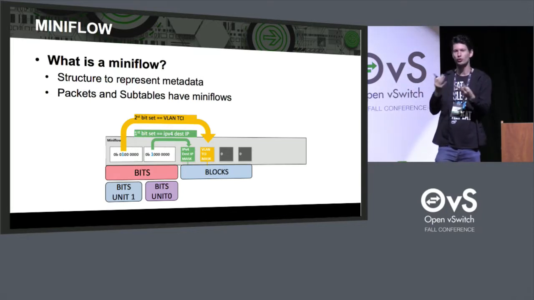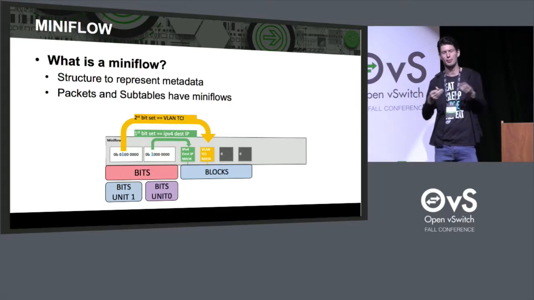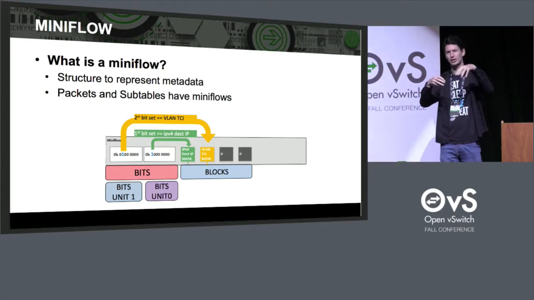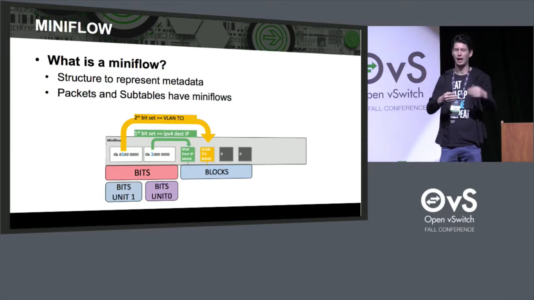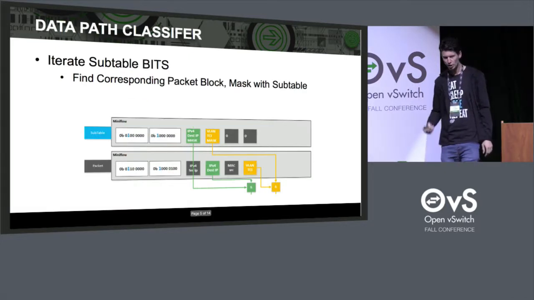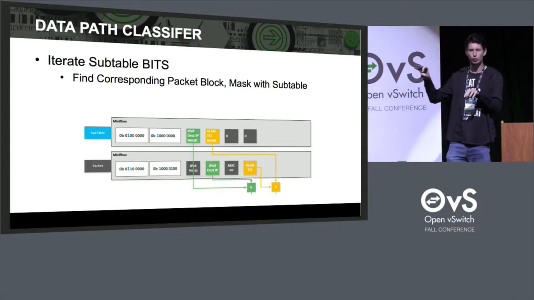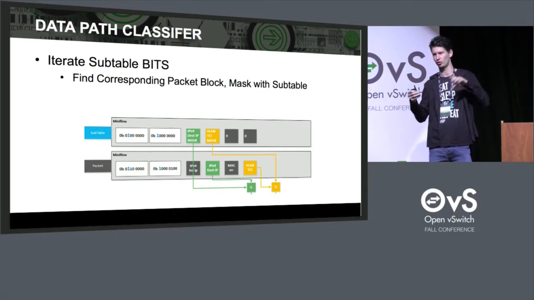So miniflows are kind of used for 3 purposes. And ultimately, they're always used as a structure to represent metadata about packets or about a table or about a rule. So the real tuple space search is the marriage of these 3 components, which is the packet itself, the subtable, and the rule inside that subtable. They all have a miniflow, and what we're doing is we're matching those 3. In this case, I'm going to leave the rule component out for the sake of simplicity for this talk. I think it's not required to understand the SIMD optimizations I'll talk about next.